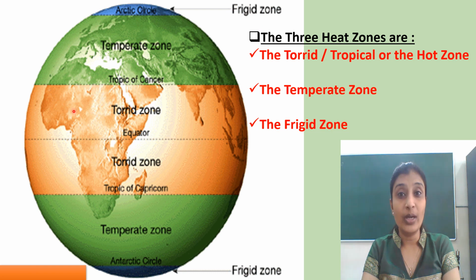It lies between the tropics, between the Tropic of Cancer and Tropic of Capricorn. And the equator runs through the center of the zone. In this chapter, we will be studying only about the torrid zone.